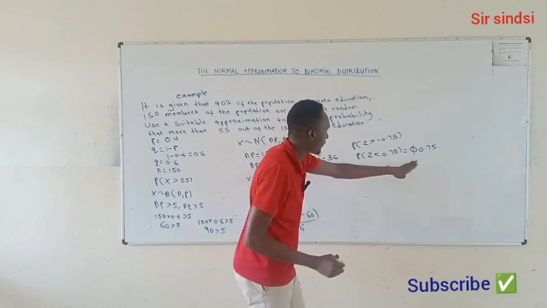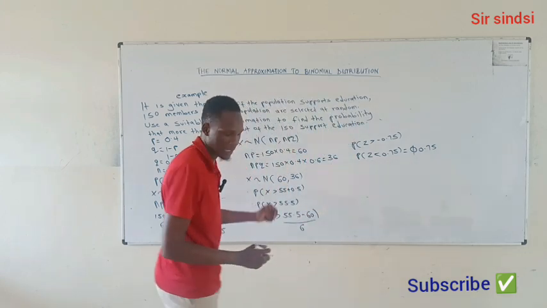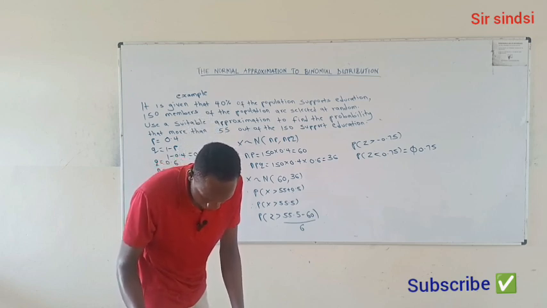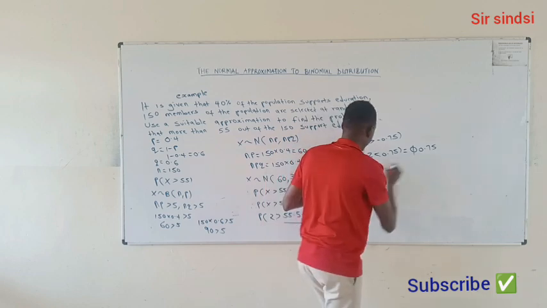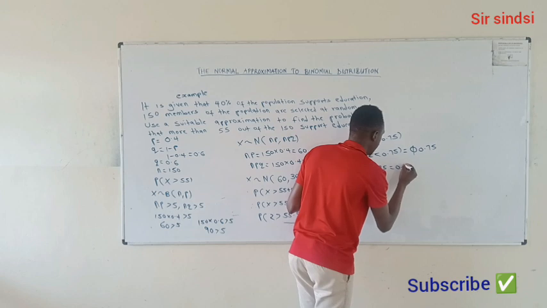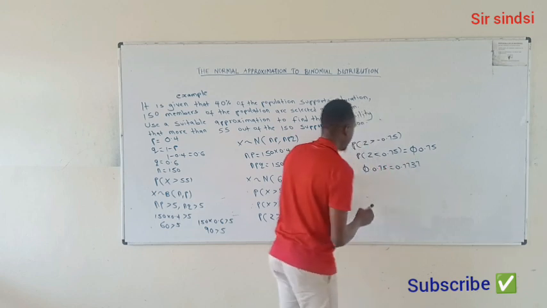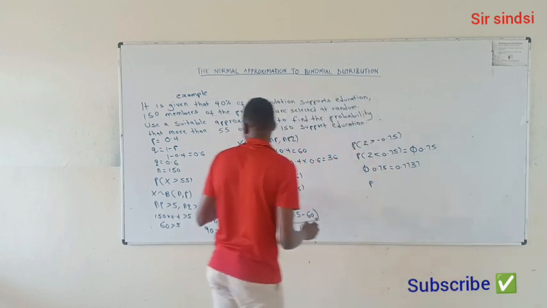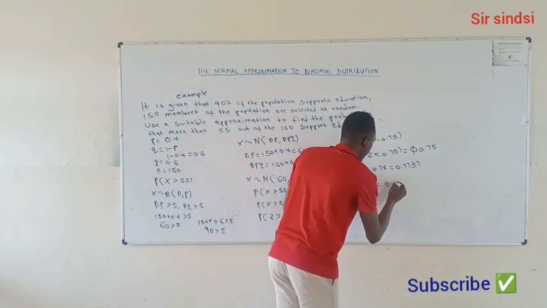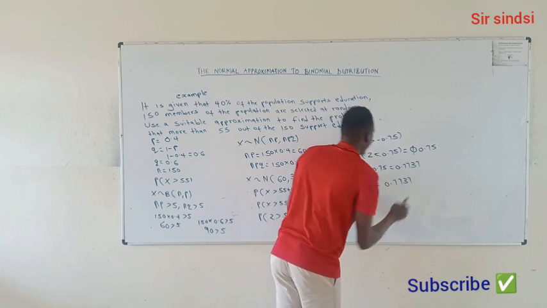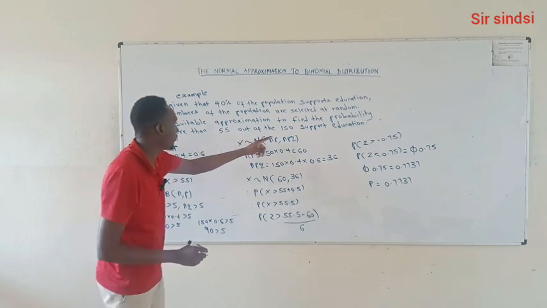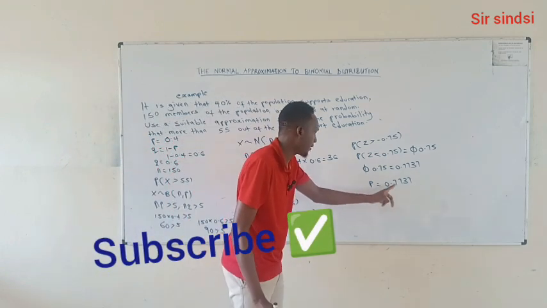Now, phi of 0.75: we look at our Z table and we find it's 0.7737. Therefore, our probability that X is greater than 55 is equal to 0.7737. So the probability that more than 55 out of 150 support education is 0.7737.